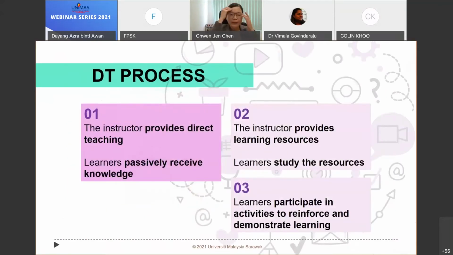Now, the direct teaching process has three steps. The first step is that the instructor provides direct teaching, and then learners are expected to passively receive knowledge, all right? They sit down there and then they receive your knowledge. Secondly, the instructor provides learning resources and the learners study the resources. And thirdly, learners participate in activities to reinforce and to demonstrate the learning. So there are three things here.